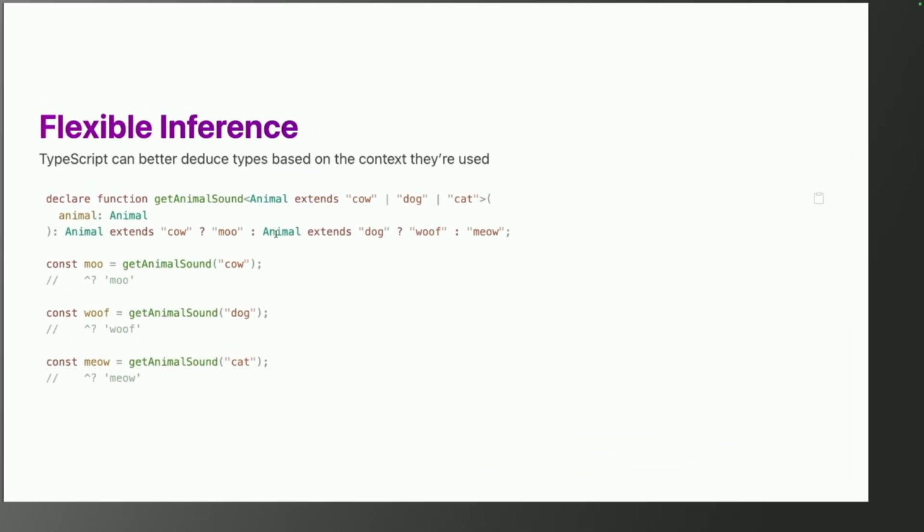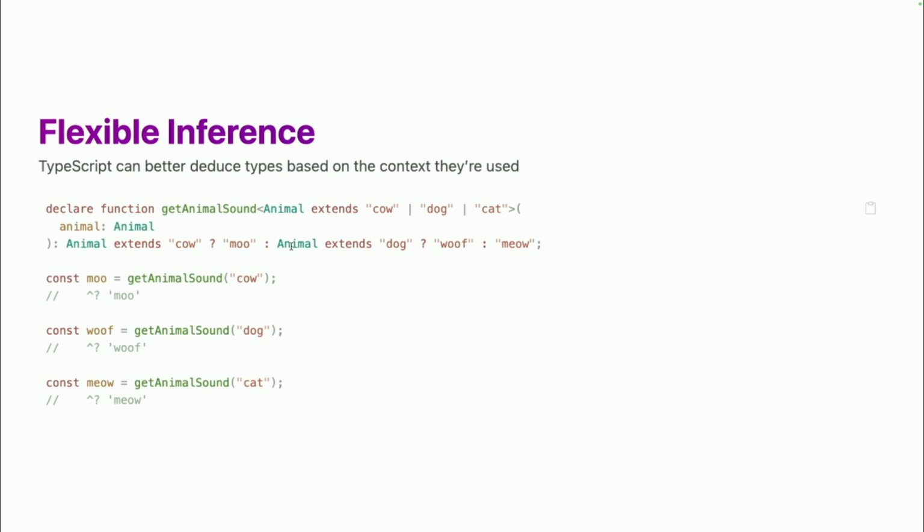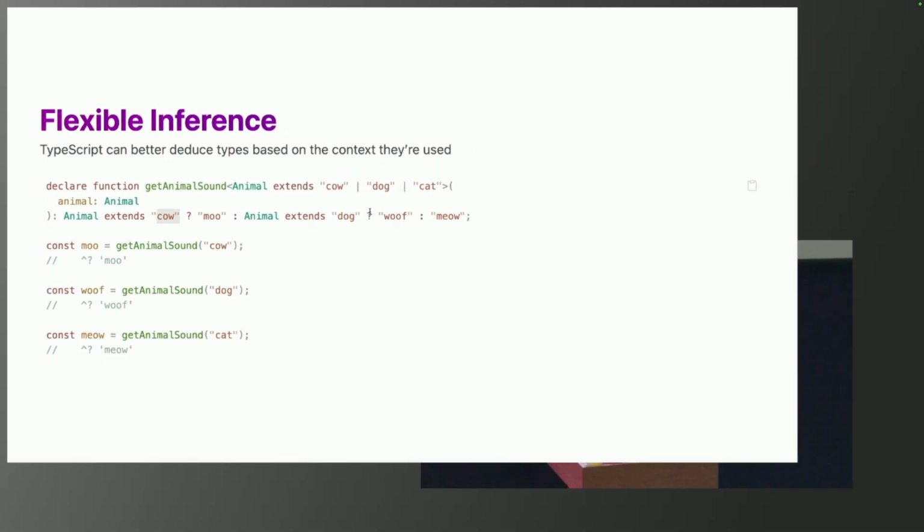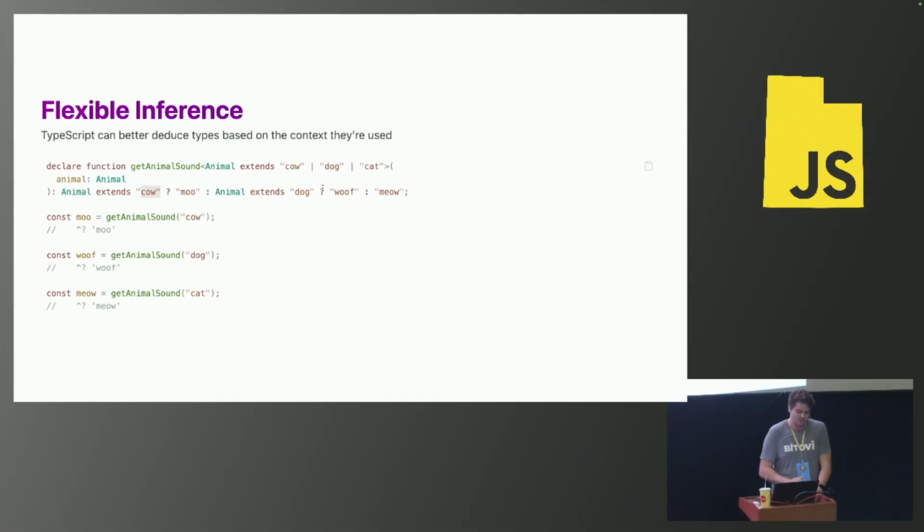On top of that, it also gives you a lot more flexible inference. So up here on the board, we have this declared function called getAnimalSound. We can see it's looking to accept an animal, which in our case is just going to be a cow or a dog or a cat. And whatever we pass in is going to determine what we return. So you can see here, if we go ahead and pass in a cow, we're going to spit out moo. If we pass in a dog, woof. And if we pass in a cat, we're getting out meow. So you get a lot of cool things out of conditional types. If you were to drop all of these in an IDE, you would see that const moo is moo, and woof and meow are the same as well.